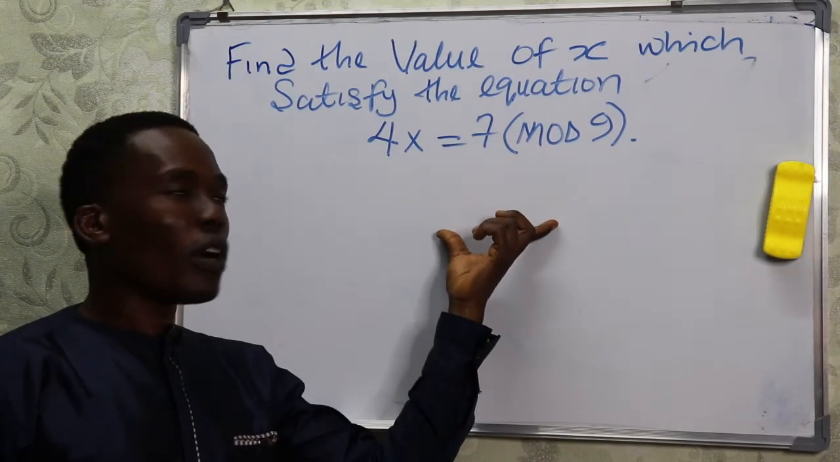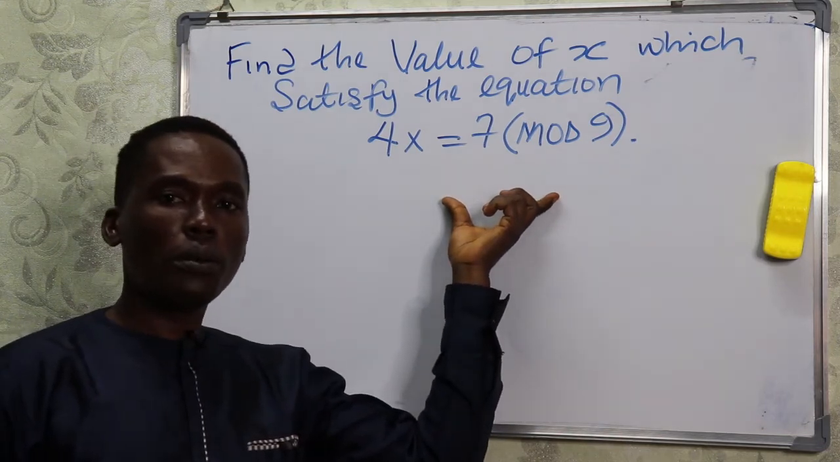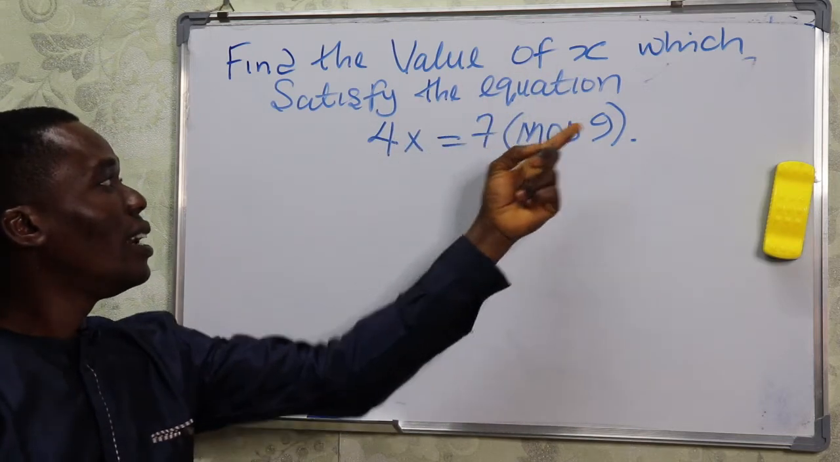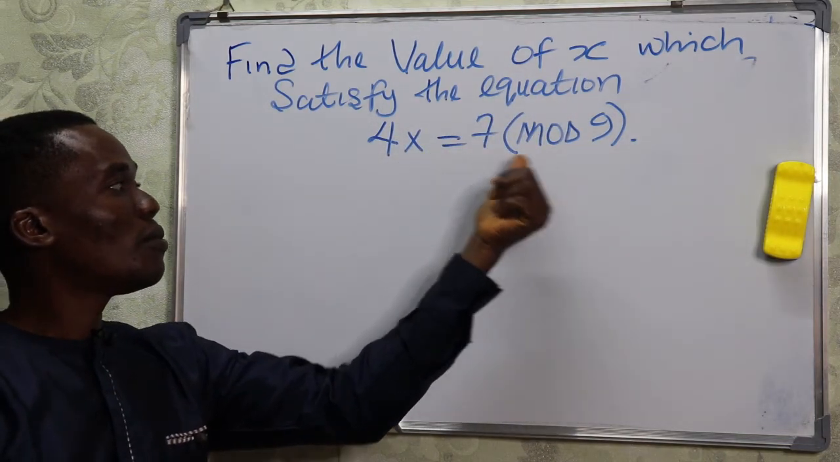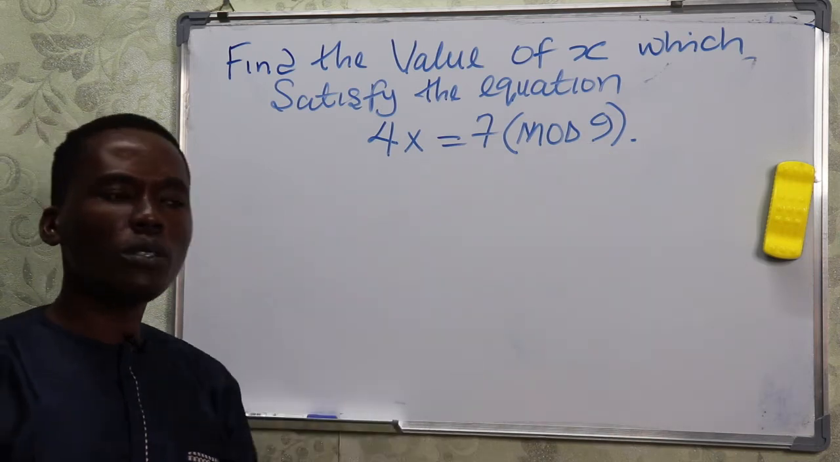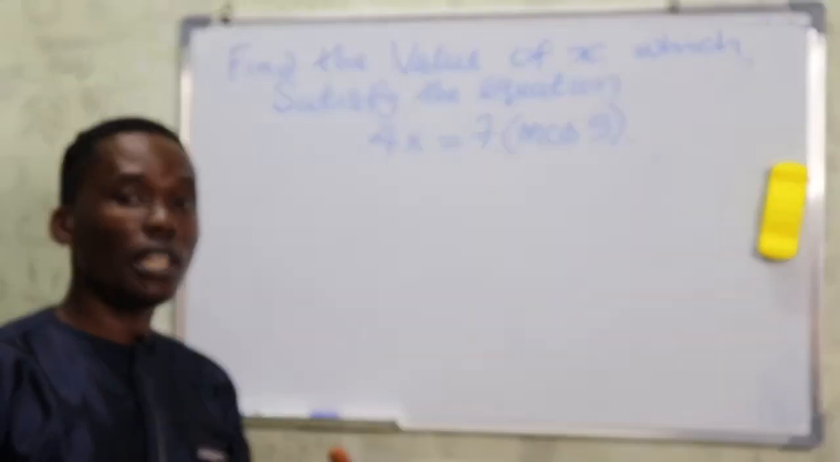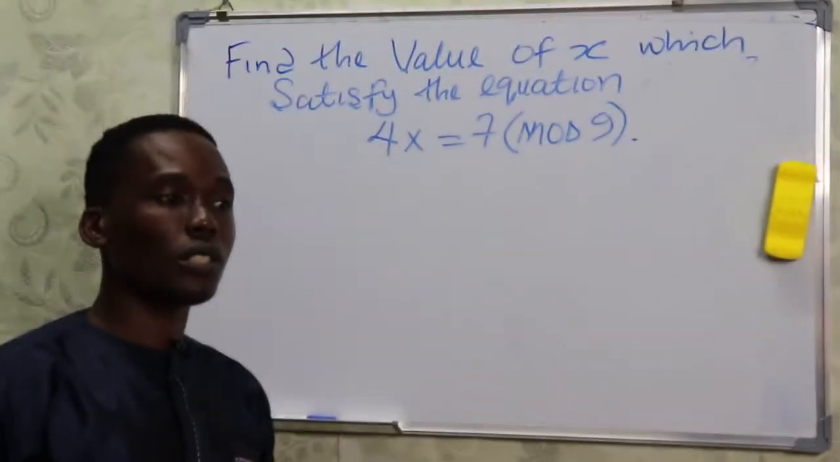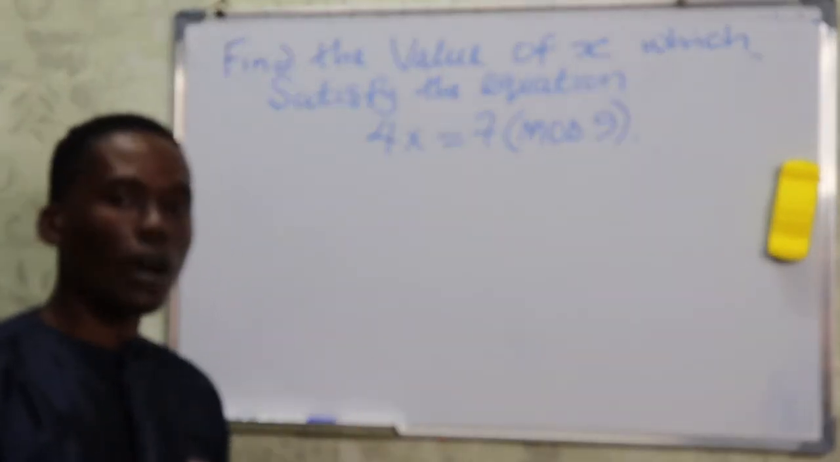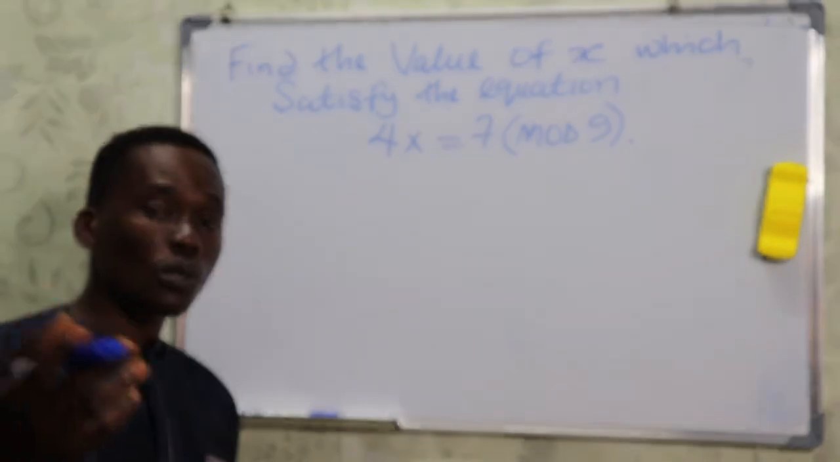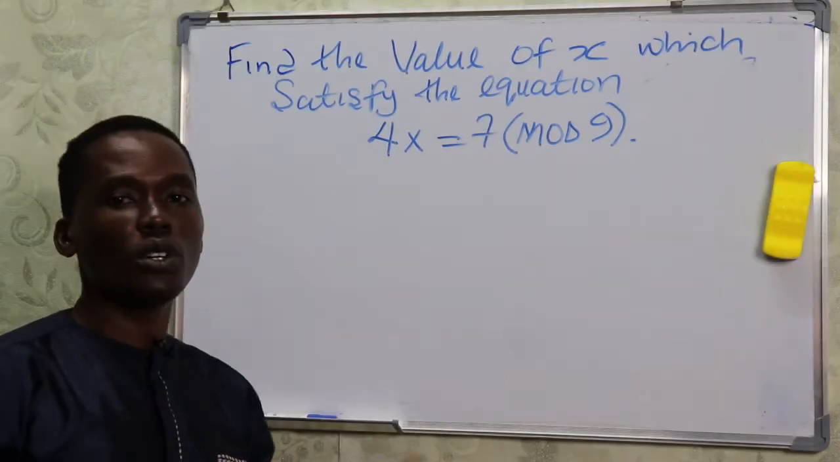Question number 4 is a question that has to do with a topic, modulo arithmetic, in mathematics. Now, the question says, find the value of x which satisfies the equation 4x equal to 7 mod 9. Now, what does that mean? That simply means that this 7 will be added to 9, because this is a question that frequently comes out in your WAEC. We are going to work things out in such a way that will give you a full video on this topic. If you subscribe to our channel, you're going to get a full video on this topic so that you know how to handle topics like this.